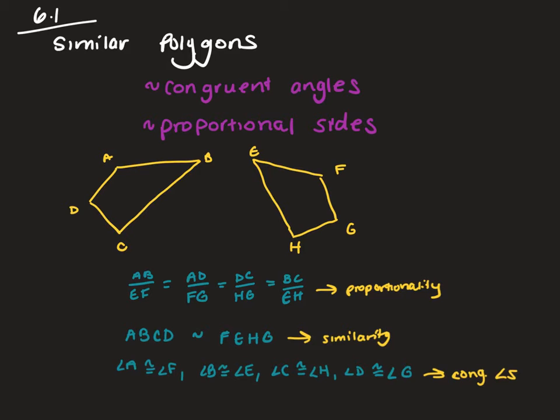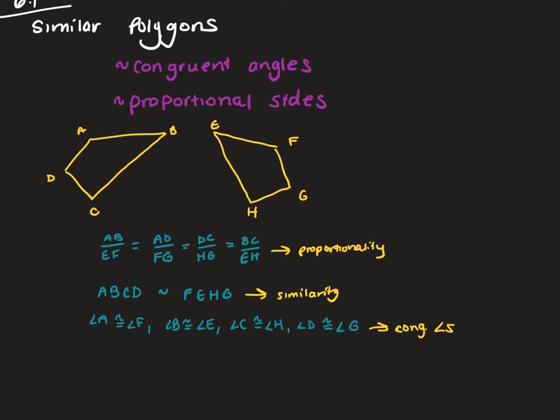I'm not done if you want to wait, because we also have to talk about scale factor. The scale factor is the ratio of the sides, a reduced ratio of the sides. So if this was 5 and this was 6, and I know that those two are proportional, then I would say the scale factor of ABCD to FEHG would be 5 to 6. Pay attention to the order, because if I flip that and say FEHG to ABCD, then it would be 6 to 5.